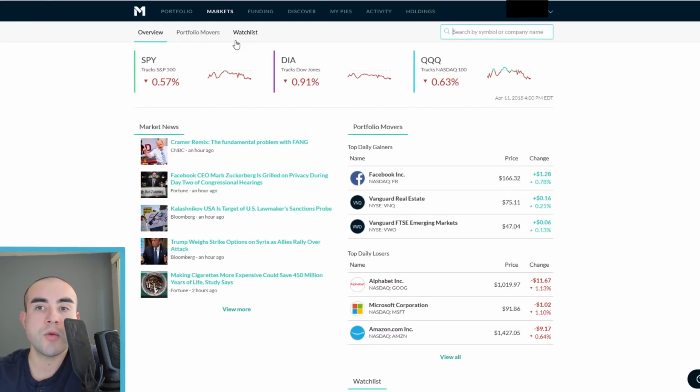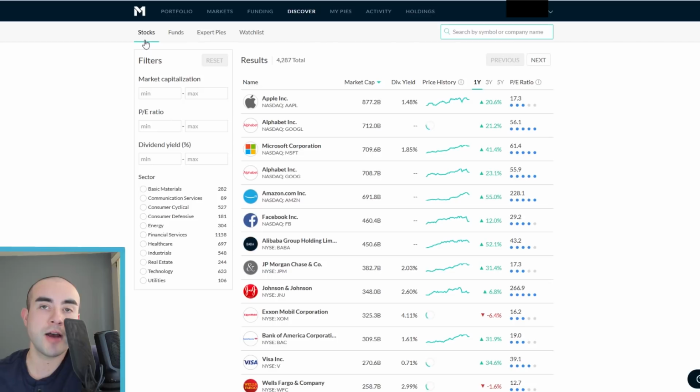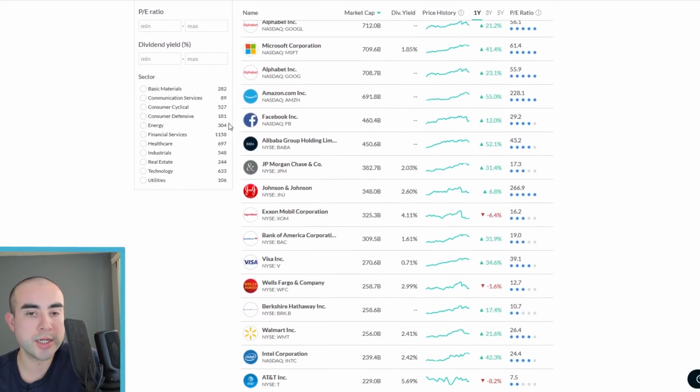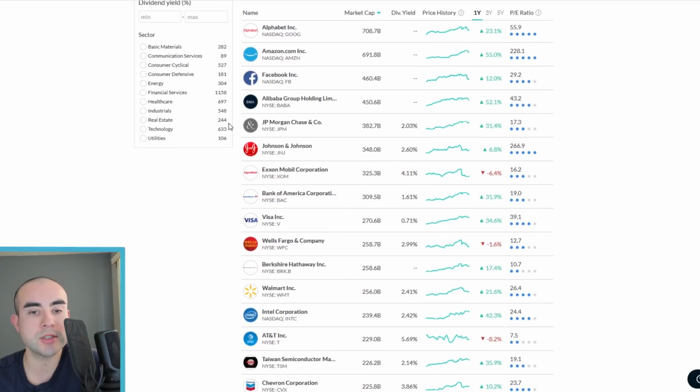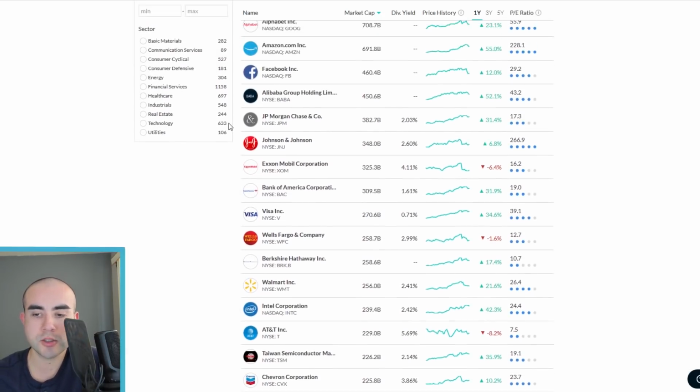Alright, and following that up, now I want to show you the next area, which is the Discover area. This is where you can go to actually find the stocks and ETFs that you want to invest in. So as you can see, they currently have over 4,287 individual stocks and ETFs that you can invest in on the M1 Finance platform. Again, right here, these are probably some of the most popular, well-known companies like Apple, Google, Microsoft, Amazon, Facebook, Alibaba, Johnson & Johnson. So you get an idea there.